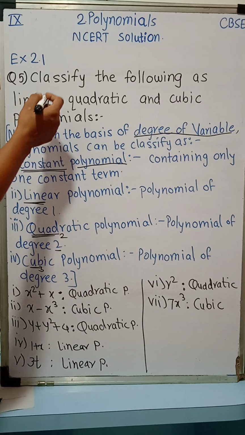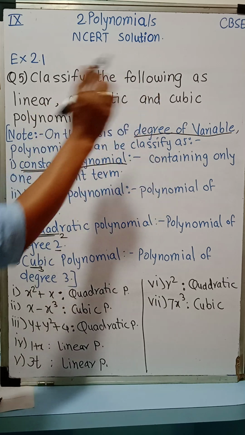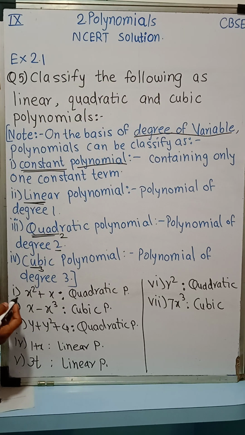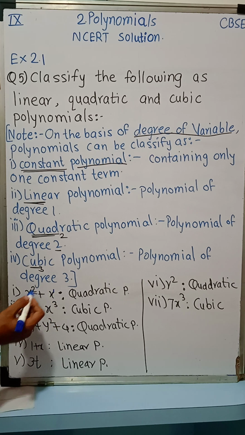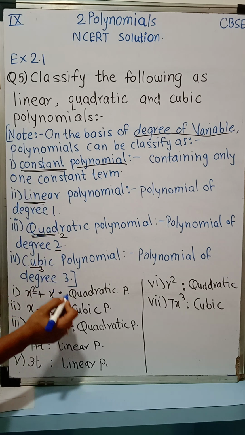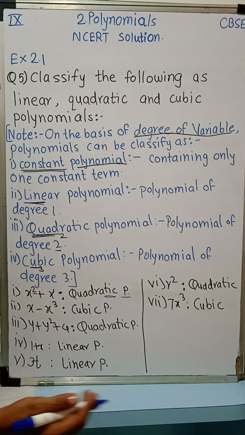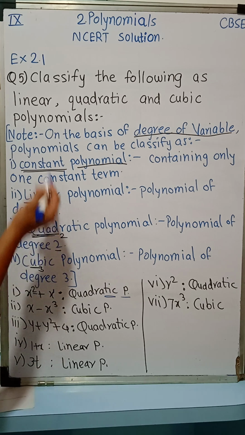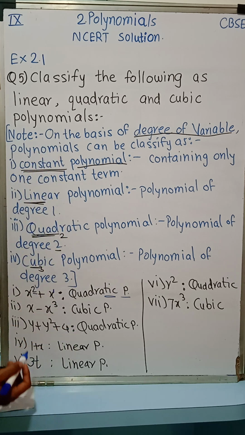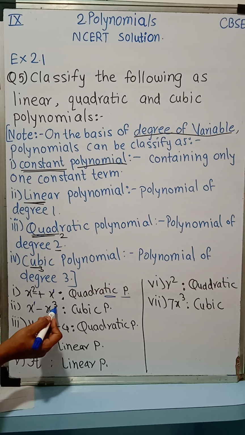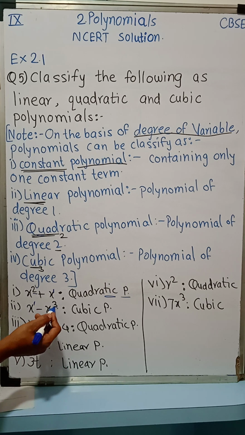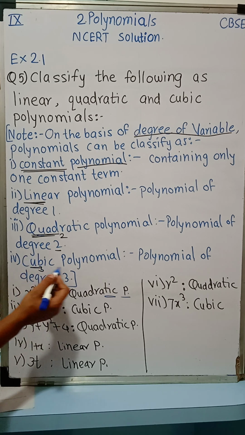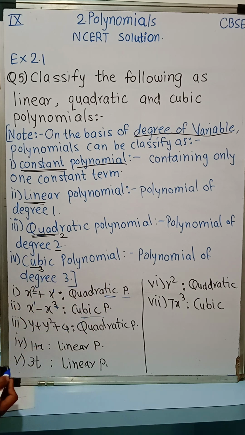Let's move to the question. Classify the following as linear, quadratic and cubic polynomials. The first is x square plus x. Here we can see that the highest power of x is 2, and as the power is 2, it is a quadratic polynomial. It is easy if you know the concept. Next, the powers of x here are 1, 2 and 3. It doesn't matter what the sign of x is. The highest power is 3, therefore it is called a cubic polynomial.